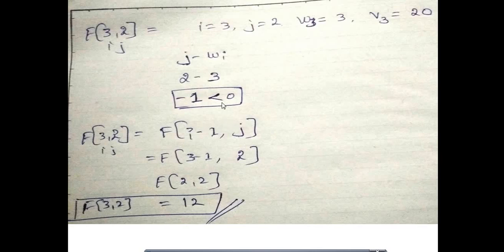Now see here, J value is 2 minus Wi value, how much? 3. 2 minus 3 is how much? Minus 1. So it is less than 0. If it is less than 0, use the small formula, I minus 1 comma J. I value is 3 minus 1, J value is 2. So 2 comma 2. How to update this? Check your previous table, second row second column, there is a value, and you have to update that value here.